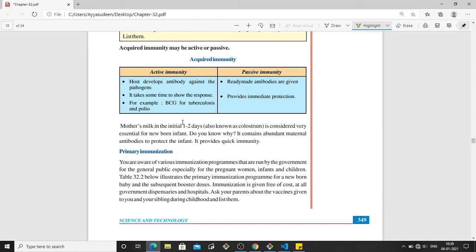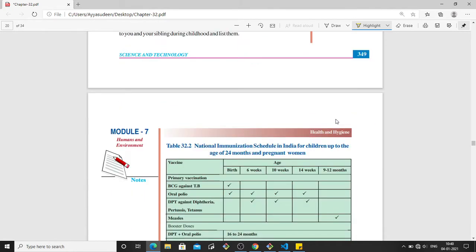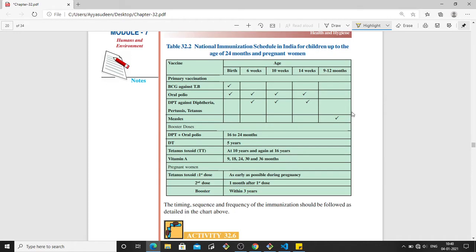So the mother's milk in the initial 1 to 2 days is also called colostrum. It is very essential for the newborn infant because it contains abundant maternal antibodies to protect the infant. It gives the quick immunity. So the primary immunization is the vaccination that has to be given to children up to 24 months of age and to the pregnant women.